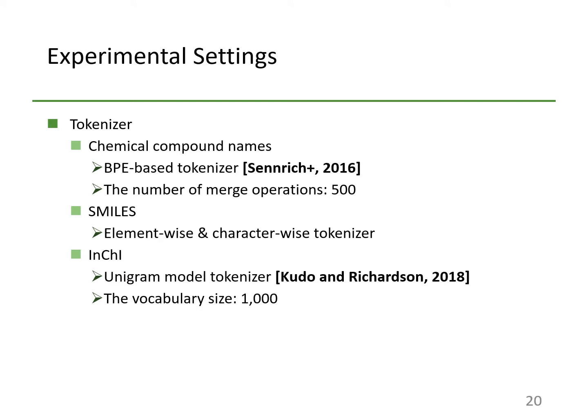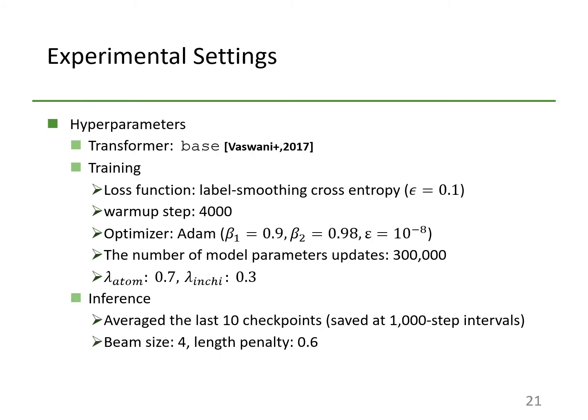Chemical compound names were tokenized by a BPE-based tokenizer. When tokenizing the SMILES strings, each element, for example C, O, Cl, identified via regular expressions, was regarded as one token. The remaining symbols not covered by regular expressions were divided into single characters, each regarded as one token. For tokenizing InChI strings, the model was trained on SentencePiece, a unigram-based unsupervised training method for word segmentation. Hyperparameters of the transformer model followed transformer-base ones. The hyperparameters of training and inference were as shown here.